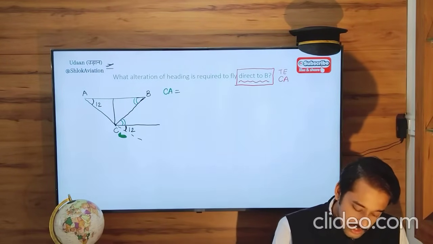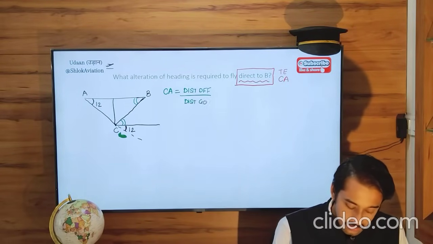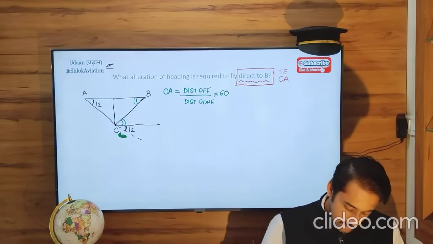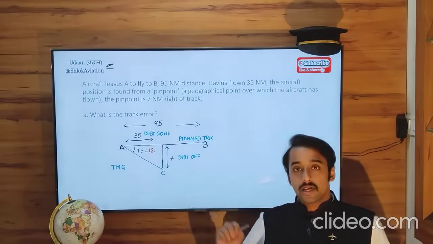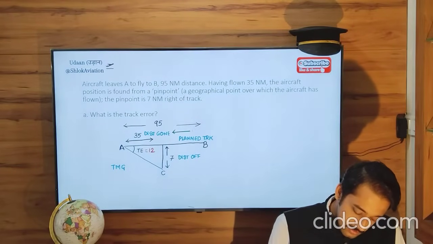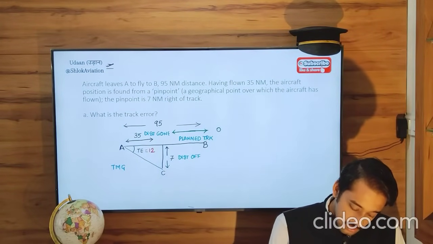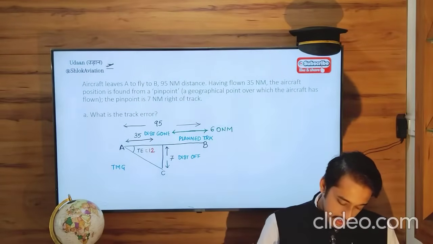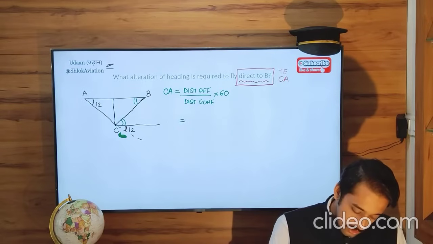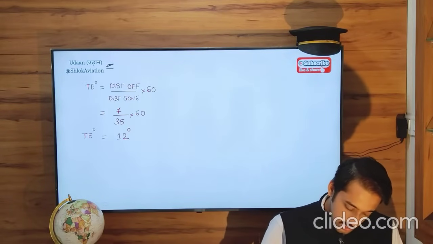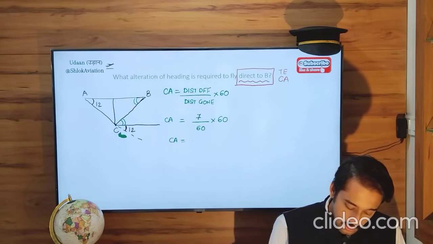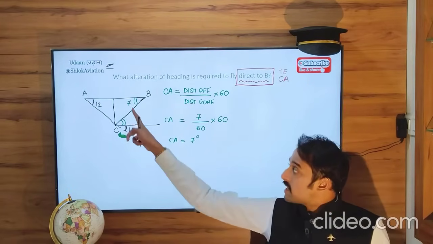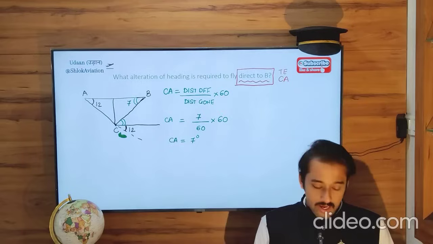Closing angle is again distance of track upon distance gone into 60. Now if the distance gone is 35 nautical miles, the remaining distance will be 95 minus 35, which is 60 nautical miles. So closing angle will be 7 into 60 over 60. Distance of track is 7 into 60. So closing angle will be equal to 7 degree. If this is 7 degree, this angle will also be 7 degree, which is your alternate angle.